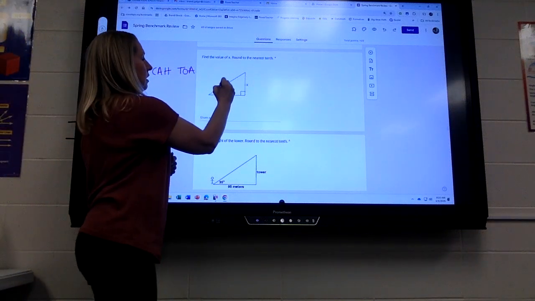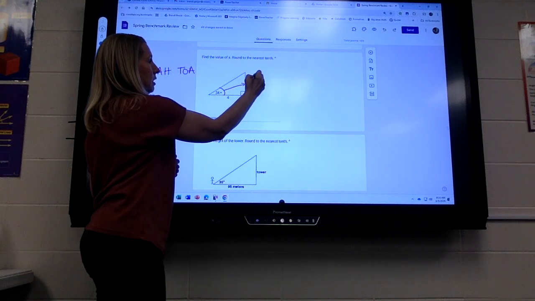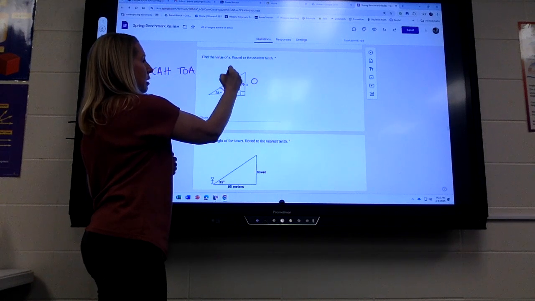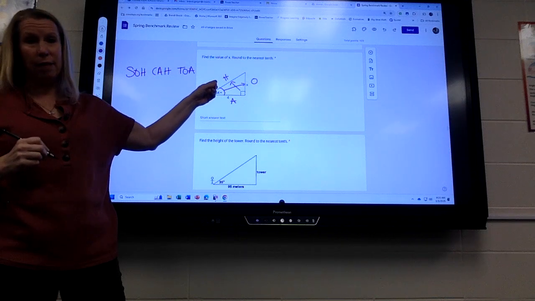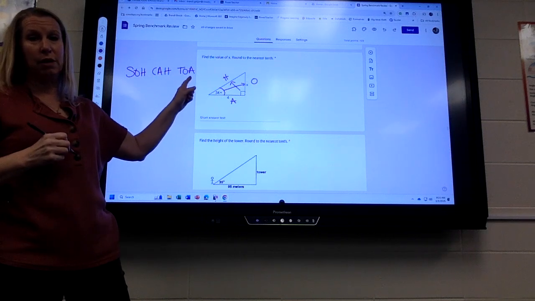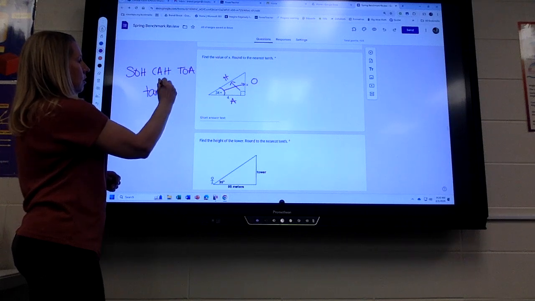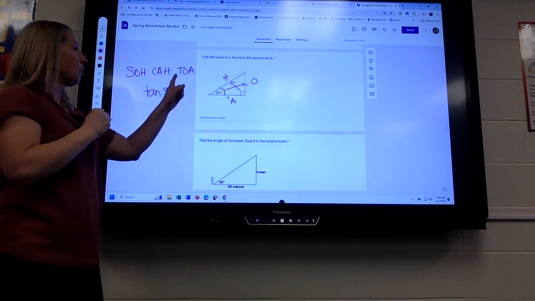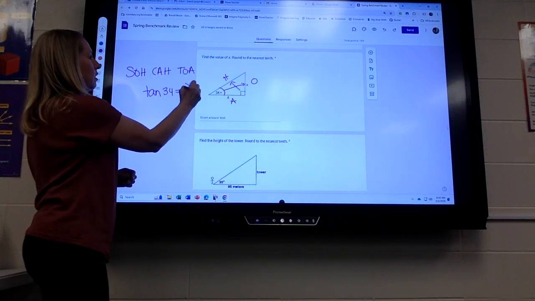On this one, the side across from the angle is opposite. This is the hypotenuse, and this is the adjacent. Notice we don't have a hypotenuse, so the only one up here without a hypotenuse is tan. So it's tan 34. You have to put opposite over adjacent, so x over 4.